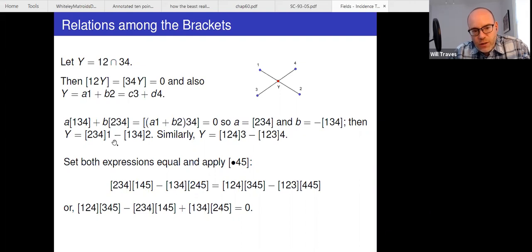So we can find the actual coordinates of where y is in terms of 1 and 2. And similarly, if you plug this second equation into the bracket 1, 2, y being 0, you can get this expression for y. So we have 2 expressions for y. y is a linear combination of 1 and 2, and it's a linear combination of points 3 and 4. Well, okay, so you could set them equal, right? And so you get this equality of 2 bracket expressions.